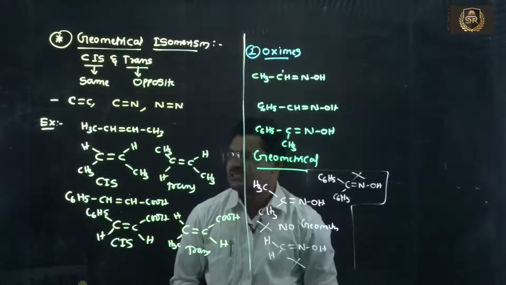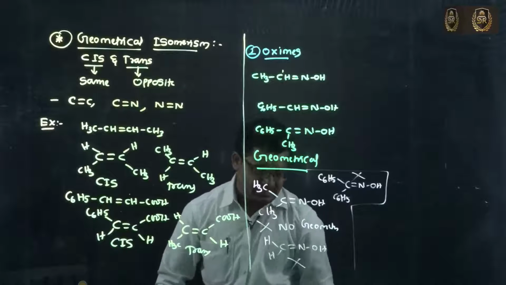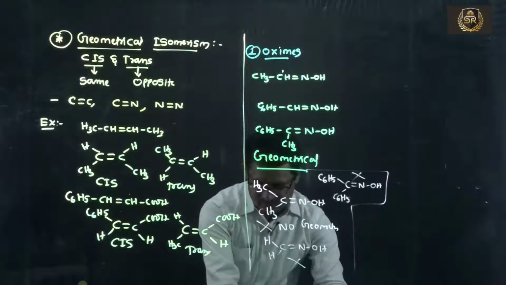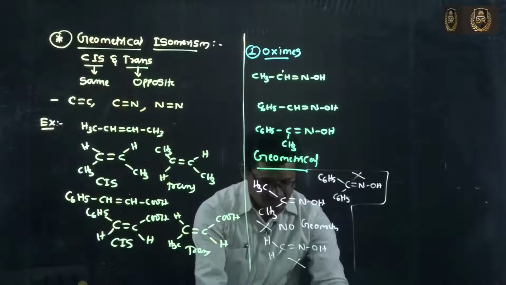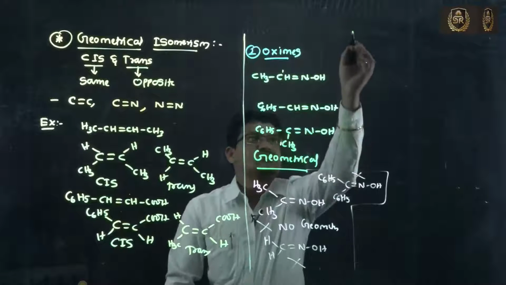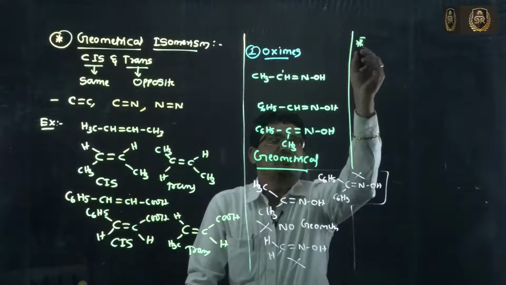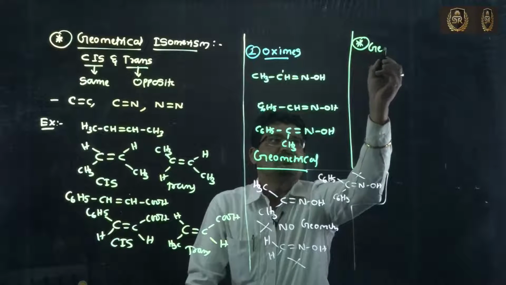So this is called geometrical isomerism. Geometrical isomerism is due to a carbon-carbon double bond. So what is the meaning of geometrical isomerism?